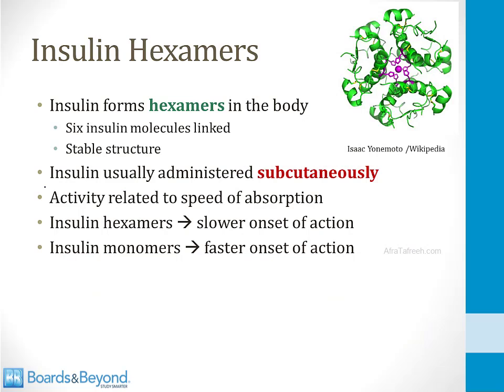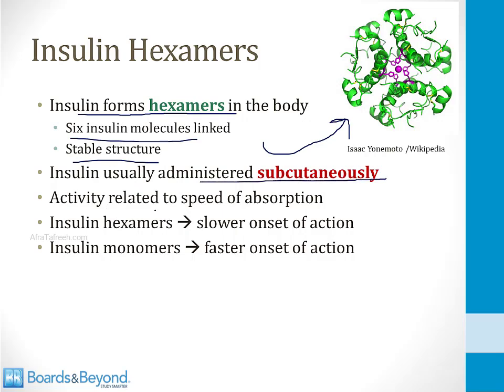And in order to understand these drugs, you need to understand that insulin likes to form hexamers in the body. These are 6 insulin molecules linked together, and it's a very stable structure. This is a picture of an insulin hexamer shown on the screen here. As I told you before, insulin is usually administered subcutaneously, and the activity relates to the speed of absorption. So insulin that is in the form of hexamers has a slower onset of action. On the other hand, insulin that is in the form of monomers is absorbed much more quickly and has a faster onset of action.